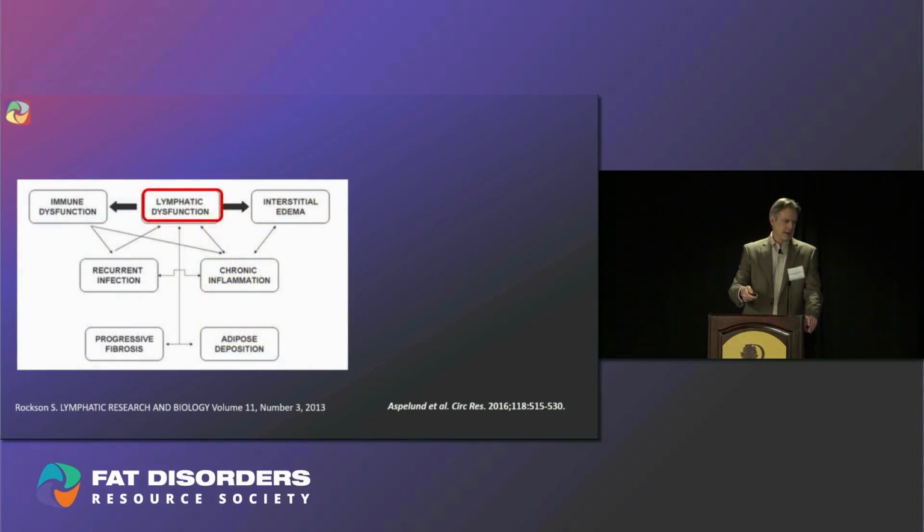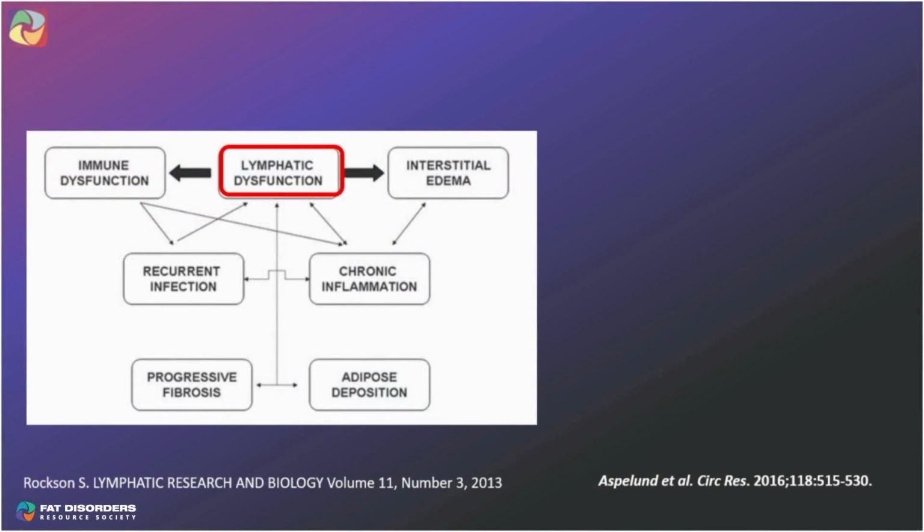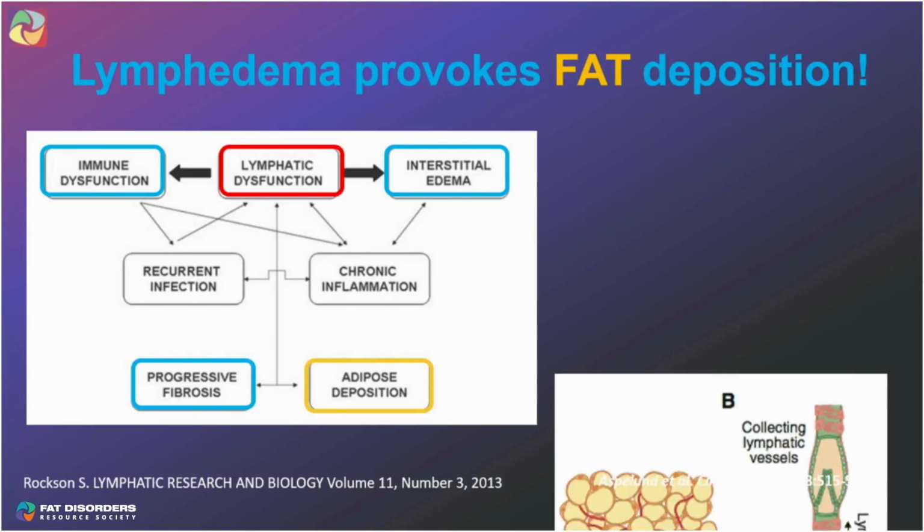Now, back to our discussion on lymphedema. Lymphatic dysfunction, as we see here. So what happens when you have lymphatic dysfunction? Well, you get immune dysfunction, which leads to recurrent infection and cellulitis like that previous patient had. So that was a tip right there that they definitely had lymphedema. You get associated interstitial edema, not surprising. You get progressive fibrosis of the skin and the subcutaneous tissues, but you also get adipose deposition. Continuing our theme that lymphedema provokes fat deposition.